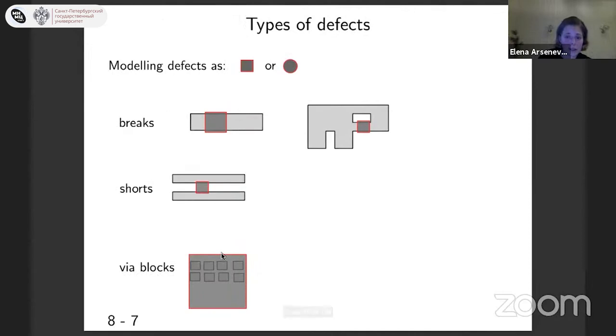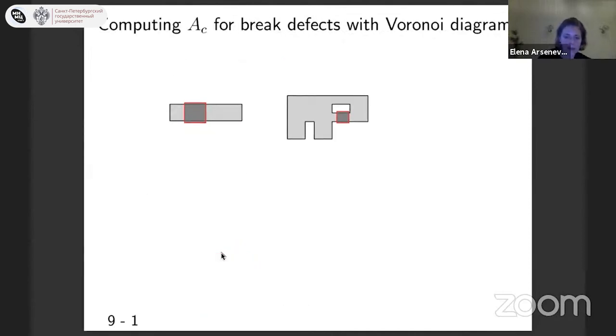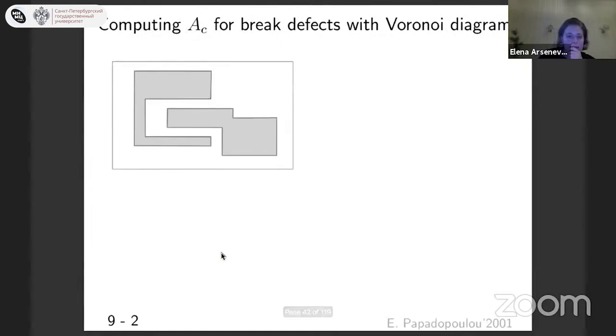And all right, so let's proceed with the first one, which is breaks. Just the same picture here. And okay, so I have my layout. So here are two shapes, but of course there are much more of them. And it's very reasonable to assume that they are rectilinear polygons, meaning that the sides are parallel to the x-axis, to the y-axis.